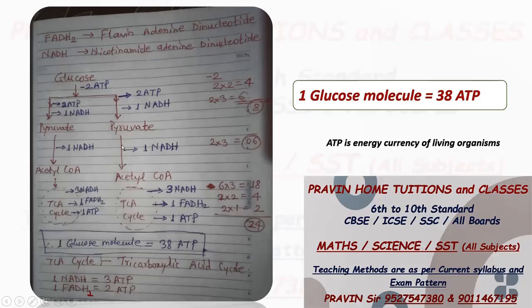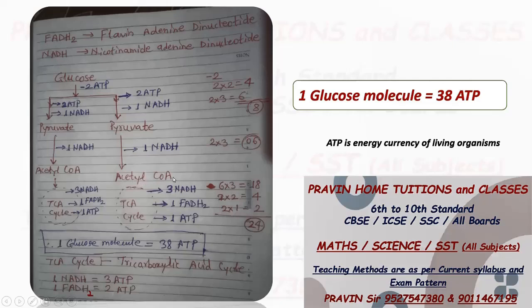Then, in this reaction, one NADH molecule is generated. This one NADH plus this one NADH, that is 2 into 1 NADH, and one NADH is equal to 3 ATPs. So 2 into 3, 6. So in this reaction, 6 ATPs are generated. This reaction is called link reaction. Pyruvate acid is decomposed to acetyl coenzyme A. So this reaction is link reaction.